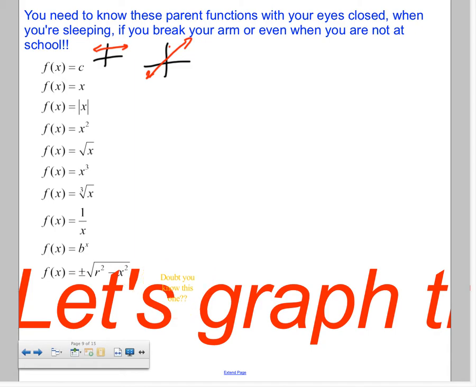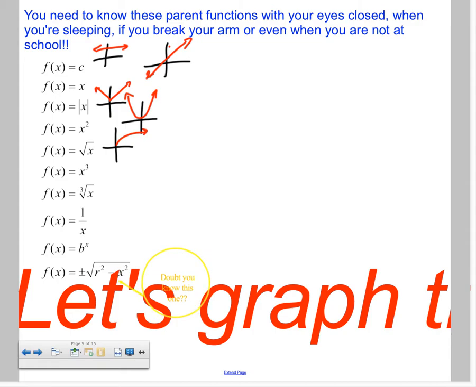We just talked about absolute value. That looks like a V. Looks like that. F of x equals x squared. That is a parabola. We should be parabola experts after Algebra 2 class. We hit parabolas so hard. F of x equals the square root of x. That guy looks like this. He looks like a parabola on its side, but only half of it.